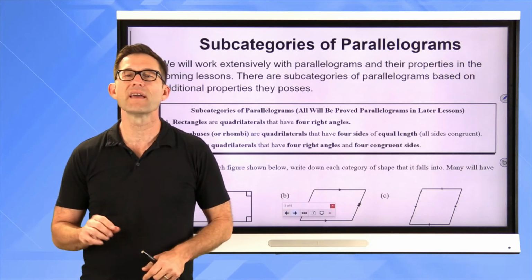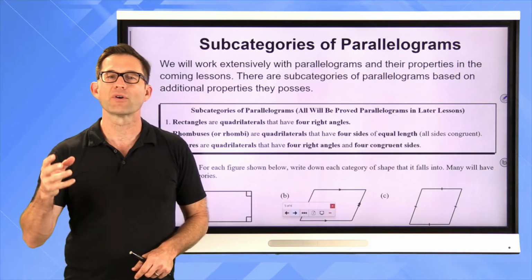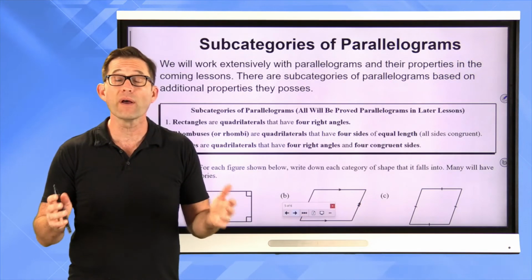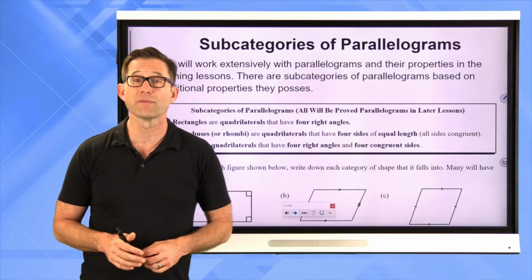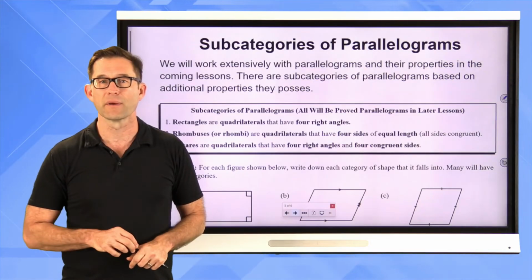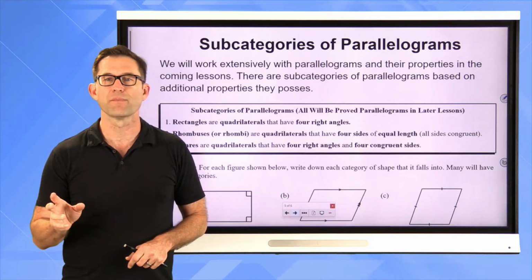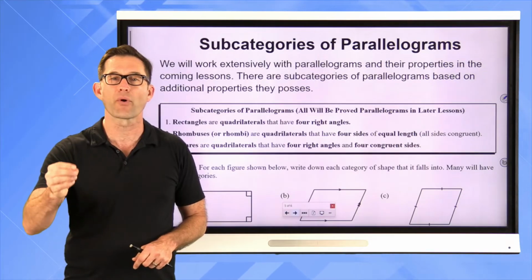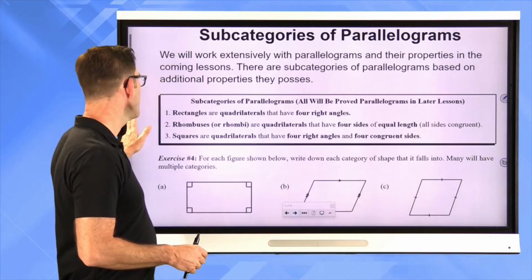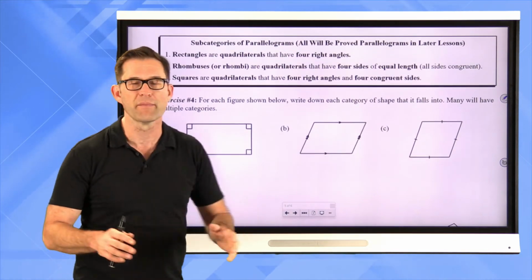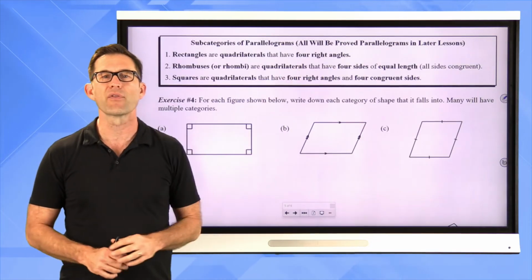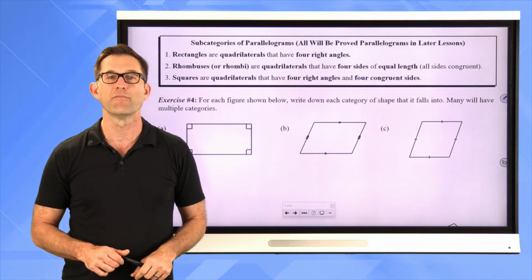Okay. Let's take a look at one last idea, which are subcategories of parallelograms. And this is really how we're going to spend the rest of the unit. We will work extensively with parallelograms and their properties in coming lessons. There are subcategories of parallelograms based on additional properties that they possess. In other words, you could have a parallelogram, but then there's something else about that parallelogram that puts it into an even more narrow category. So let's take a look at the three most important subcategories of parallelograms.